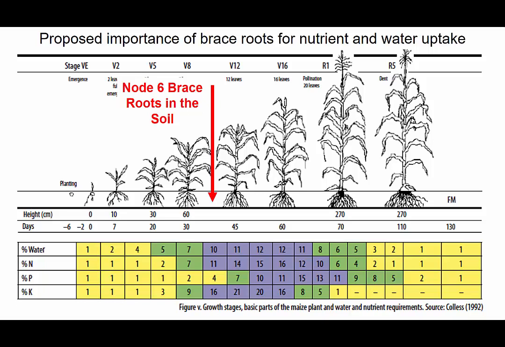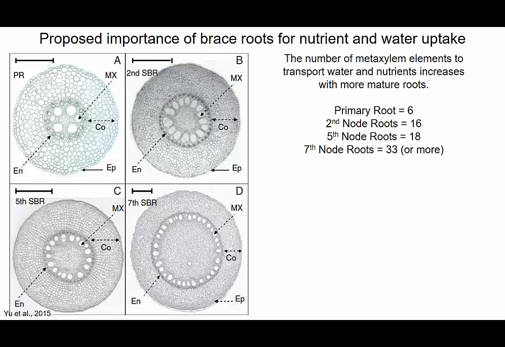And so people have proposed that because this is the most critical time for water and nutrient acquisition, maybe the most important thing that brace roots do is acquire water and nutrients and respond during those time frames. This is supported by the fact that brace roots have immense capacity to move water and nutrients. So if you remember, xylem elements are the kind of pipes that move water and nutrients from the soil up into the shoot of the plant.